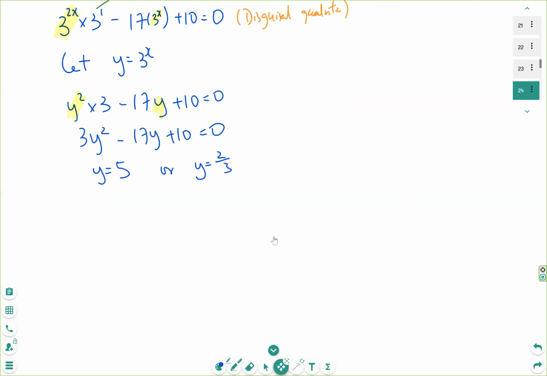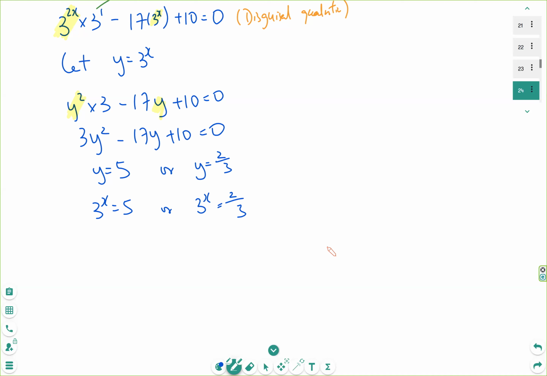Same thing again, we can rewrite as 3 to the power of x equals 5 or 3 to the power of x equals 2/3. We rewrite y as 3 to the power of x. Then you can use your own way. Pause the video now, see if you're able to learn from the previous example how to solve this equation. If you don't, I'm going to go through it. You can pause the video now and see if you get the answer.